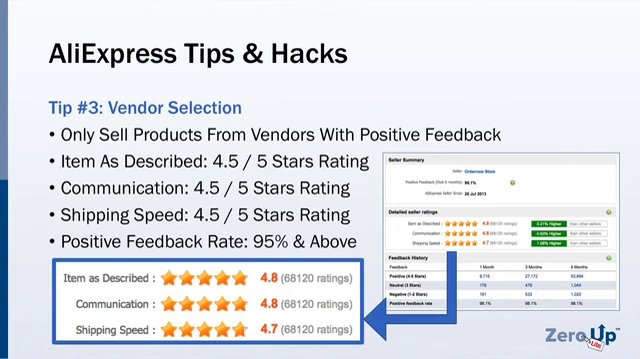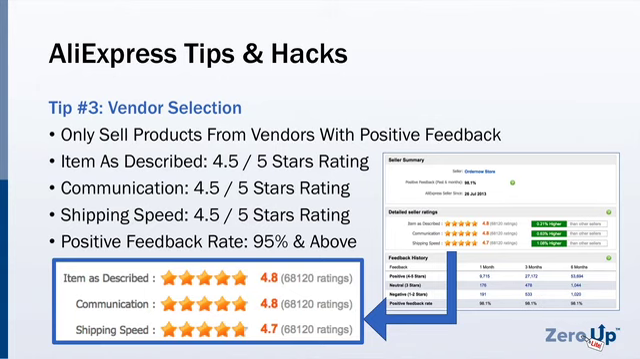First is items as described, right? You want to make sure that the rating is 4.5 and above in the rating of item as described, so you don't actually have your customer being upset and want a refund. You don't want that to happen. So make sure the item as described is 4.5 star and above.